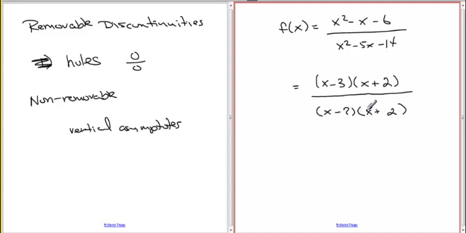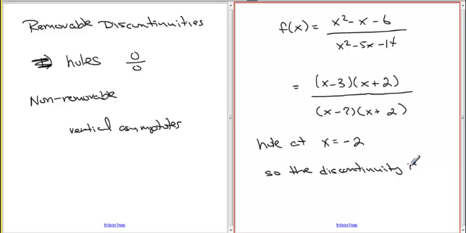So these are the factors. And so what you can see is that we have a hole at x equals negative 2, because we have that factor in both the numerator and the denominator. So the discontinuity is removable at x equals negative 2.